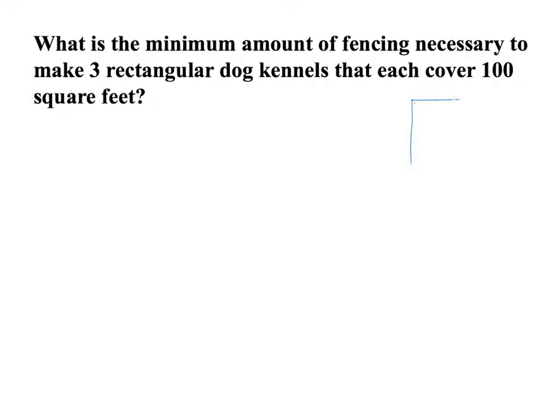What you want to think about to minimize fencing is you don't want to make all the kennels separate. You want to make one big kennel and split it up into 3 sections. That is 3 kennels, and don't we share the fencing right here and here? If you made 3 separate kennels, you're reproducing sides you don't need to. So this right here would actually make the most efficient use of fencing.